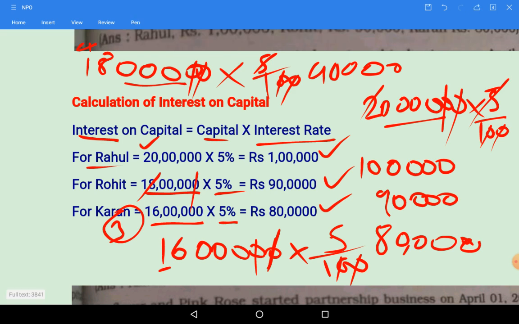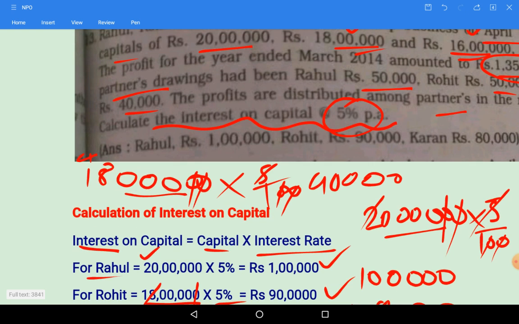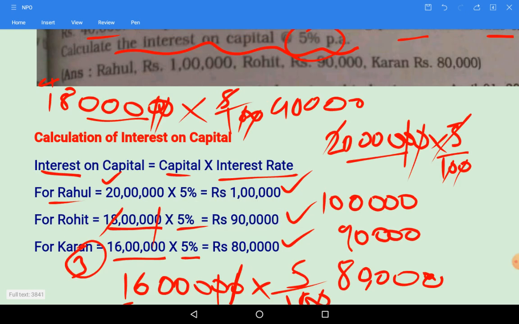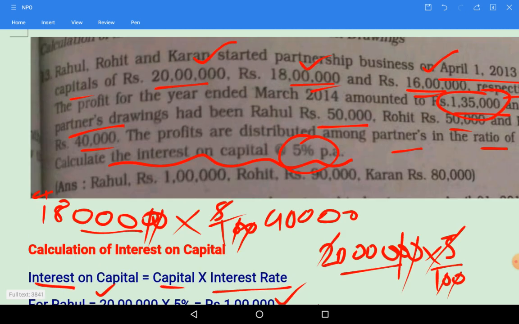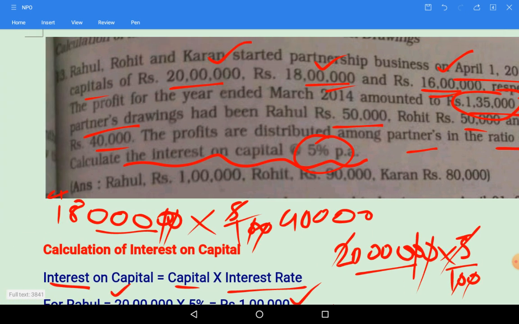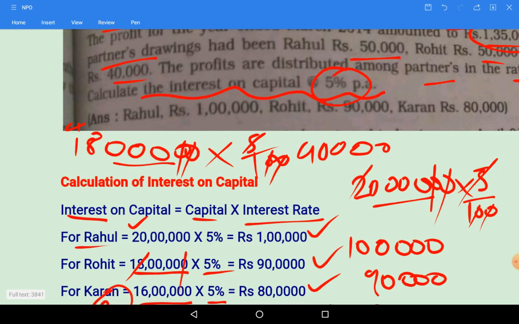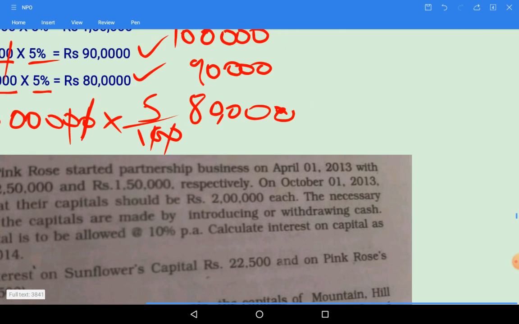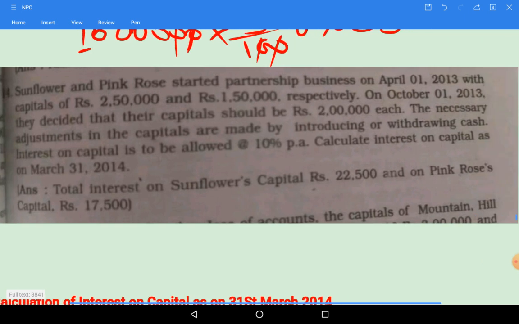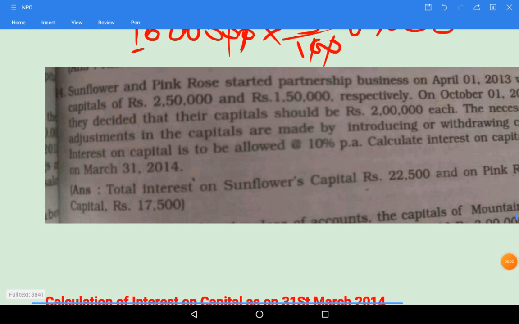If capitals are not changed, the opening capital remains the same, then this is the capital, and interest on capital is calculated at the end of the period. If you are calculating interest for 1 year as on 31st March 2014, this is how we need to do it. Okay, this is one answer. Next, when there is a change in the capital, their capital is changing. This is the second type of question I am going to explain now. This is another method.